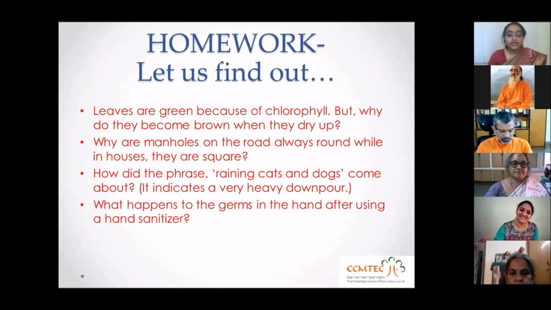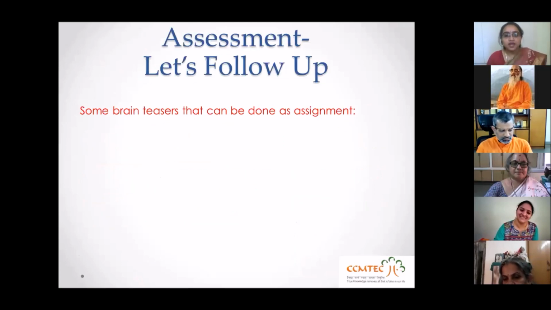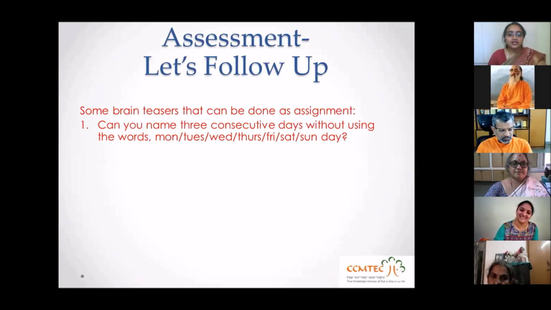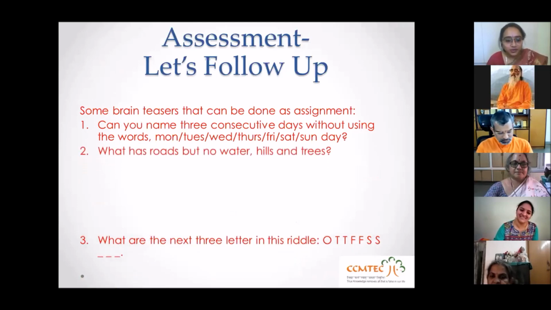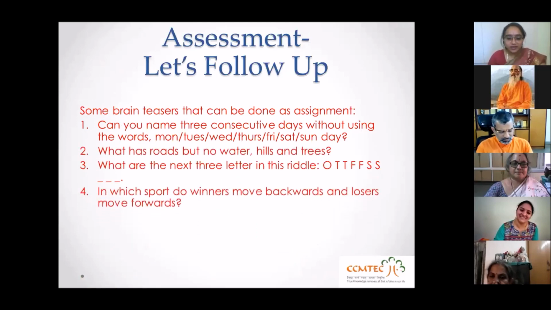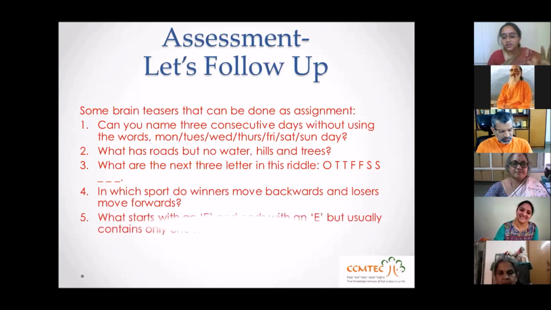Okay, so homework is now these questions which we had asked in the beginning of our class. They will have to find it out as homework, right? Just the same questions, they can find out as homework. Assessment is, let's follow up with some brain teasers that can be done as an assignment. We don't have time now to try this, but I'll just give you the answer. If at all you're all taking screenshots, I'll just tell you the answers.